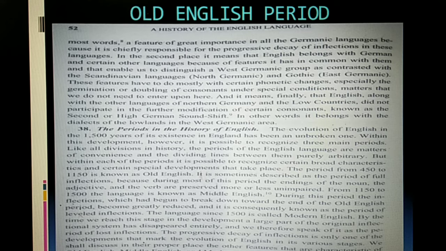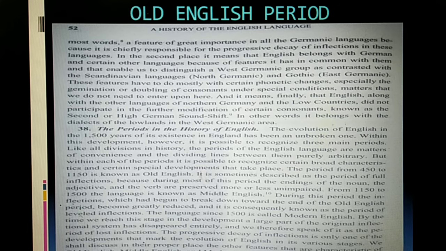Now we look at the periods in the history of English. The evolution of English in the 1500 years of its existence in England has been an unbroken one. Within this development, however, it is possible to recognize three main periods. Like all divisions in history, the periods of the English language are matters of convenience and the dividing lines between them purely arbitrary. But within each of the periods, it is possible to recognize certain broad characteristics and certain special developments that take place. The period from 450 to 1150 is known as Old English.